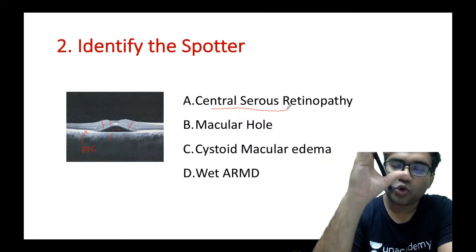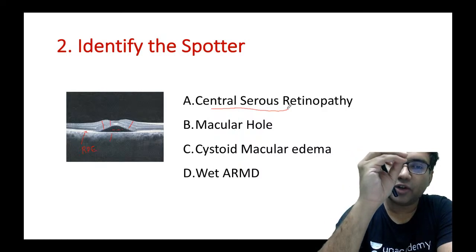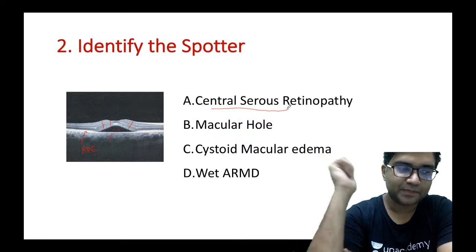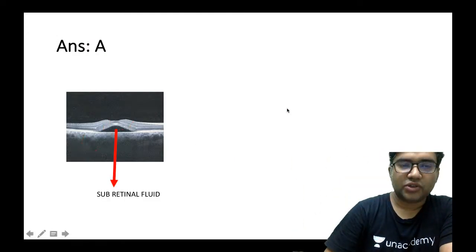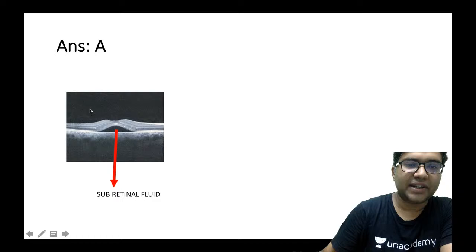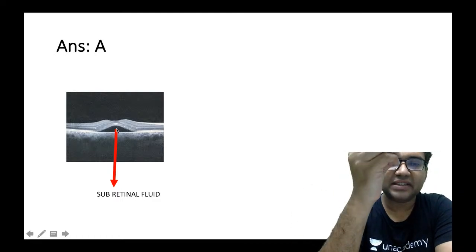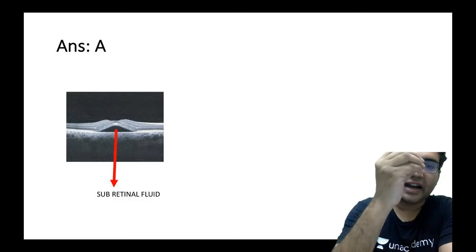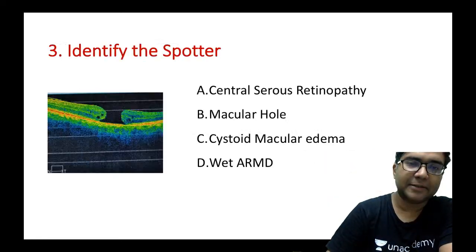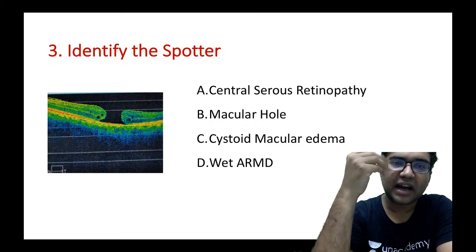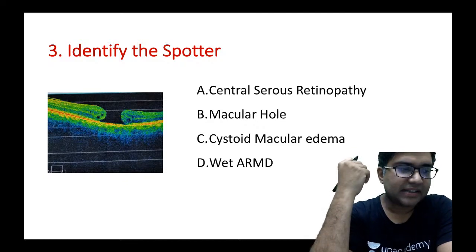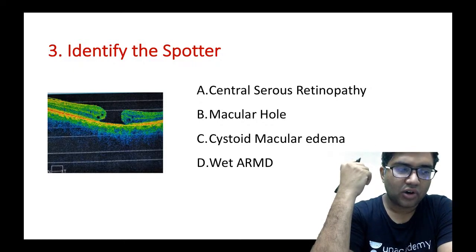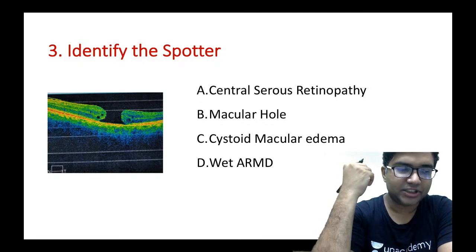So basically, how to identify it in OCT? There is a clear fluid between the 9 layers and the 10th layer of retinal pigment epithelium. This is the subretinal fluid which is accumulated in the space beneath the neurosensory retina, beneath the 9 layers of the retina, and above the retinal pigment epithelium layer. Okay, so this is the next question. Identify the spotter: central serous retinopathy, macular hole, cystoid maculoedema, or wet age-related macular degeneration. Try to answer.